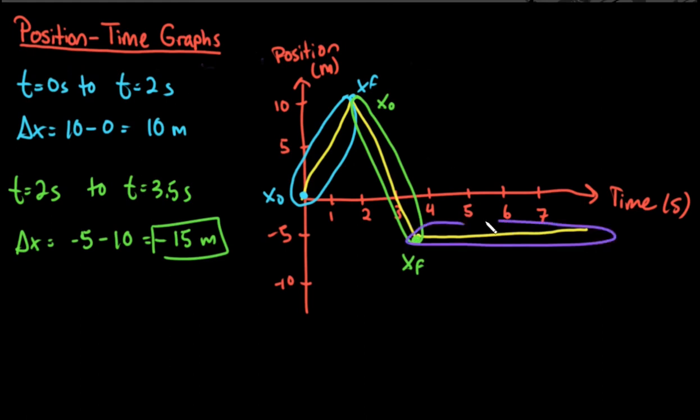Finally, let's take a look at this part right here. This is from time equal to 3.5 seconds until time equal to 7 or more seconds. So delta x in this case, because it's a flat line, is 0. There's no displacement happening. So this is how you would analyze a position time graph in terms of time intervals and displacement.